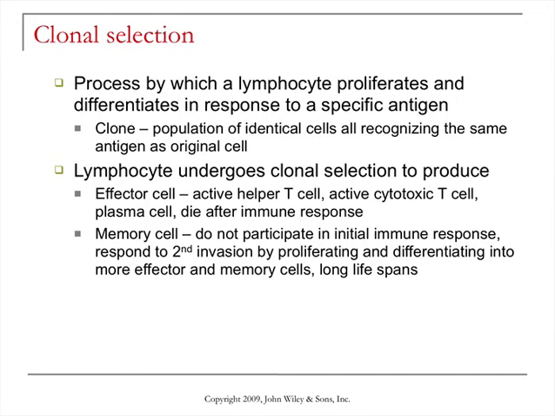And the purpose of these memory cells is to give you the ability to very quickly fight off that same antigen if you're exposed a second or subsequent time. In fact, they respond so quickly that you don't get any symptoms from that second exposure, and you don't get the disease because your body fights off that antigen very quickly.